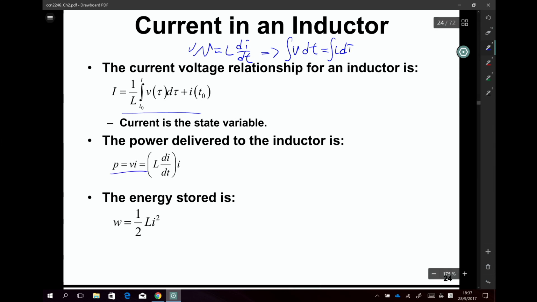Now for the power calculation, p equals v times i, and v can be replaced by L di/dt, so you can get this formula: p equals i L di/dt. If you take the integral of the power function, you can get the energy. After you solve the integral, it gives you w equals 1/2 L i squared.